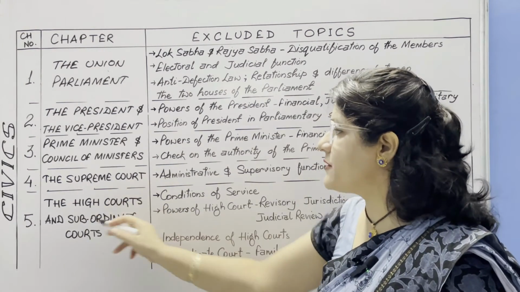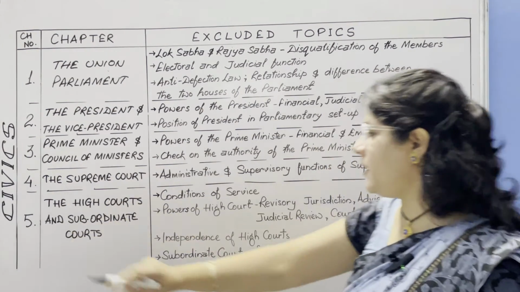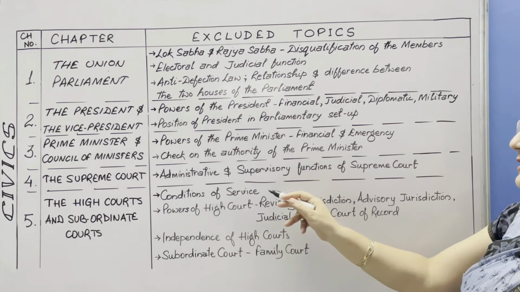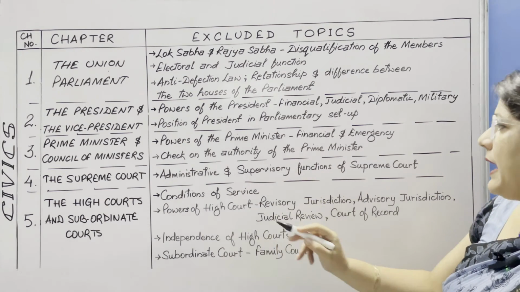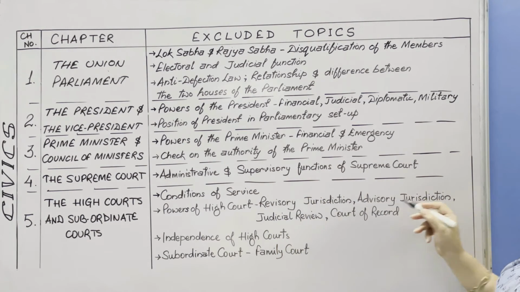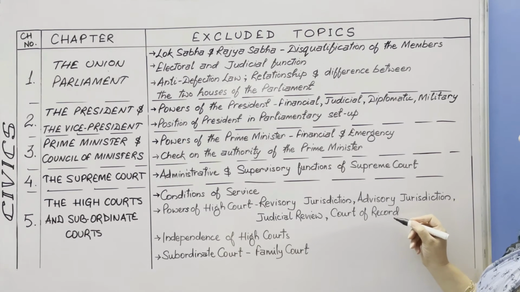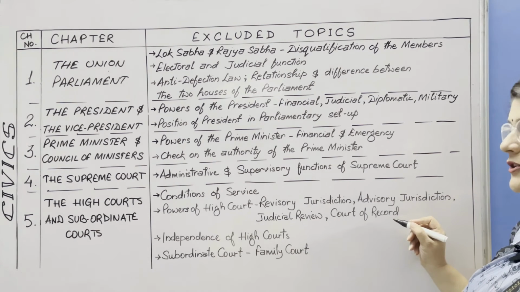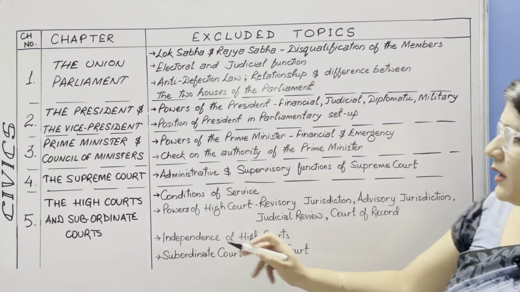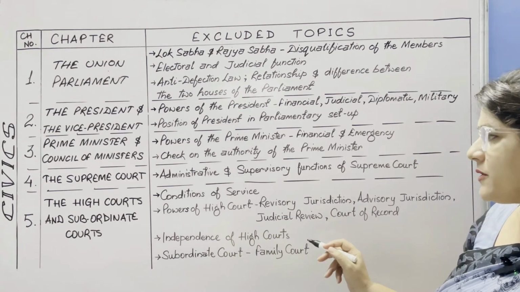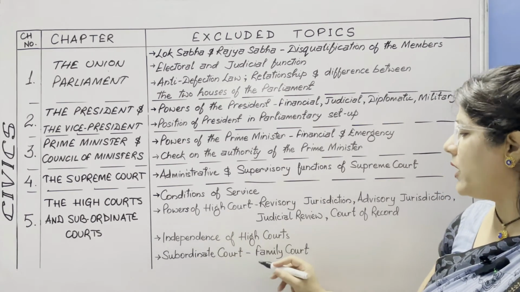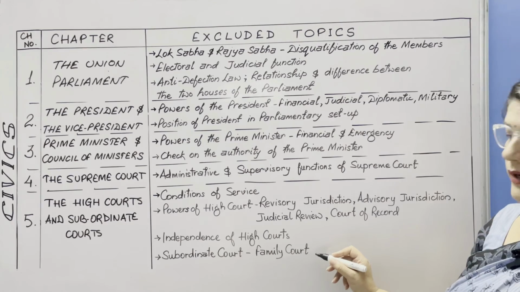The High Court and subordinate courts, this is our last chapter. Conditions of the service is the excluded topic, and revisory jurisdiction, advisory jurisdiction, judicial review and court of record are the excluded topics from the powers and jurisdiction of High Court. Other than this, independence of High Courts and subordinate court, only family court topic is excluded.